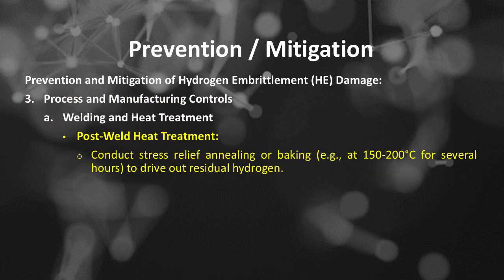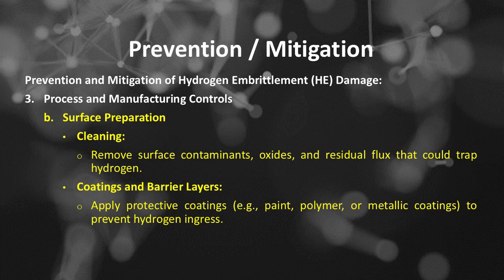The third of welding and heat treatment is post-weld heat treatment. Conduct stress relief annealing or baking, such as at 150 through 200 degrees Celsius for several hours, to drive out residual hydrogen. Number B of process and manufacturing controls is surface preparation, includes, the first is cleaning. Remove surface contaminants, oxides, and residual flux that could trap hydrogen. The second of surface preparation is coatings and barrier layers. Apply protective coatings, such as paint, polymer, or metallic coatings, to prevent hydrogen ingress.